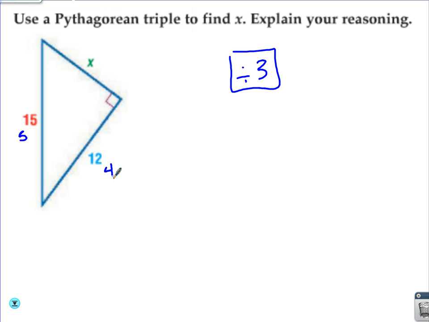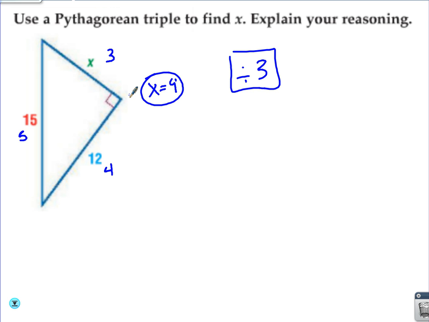Is that not one of your triples? Your hypotenuse is 5. You have a leg that is 4. What's the other leg going to be? 3. 3, 4, 5 right triangle, but we divided it by 3. So instead of 4, it's 12. Instead of 5, it's 15. Instead of 3, it is 9. 9, 12, 15. That's your 3 sides.